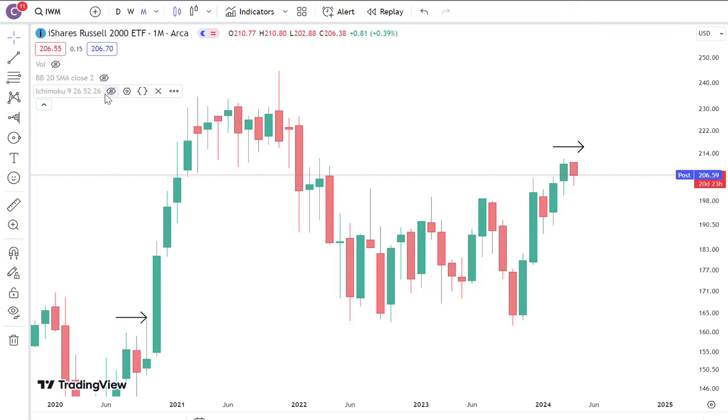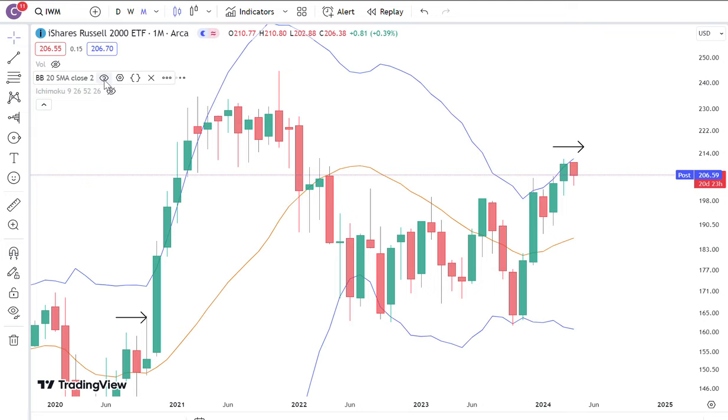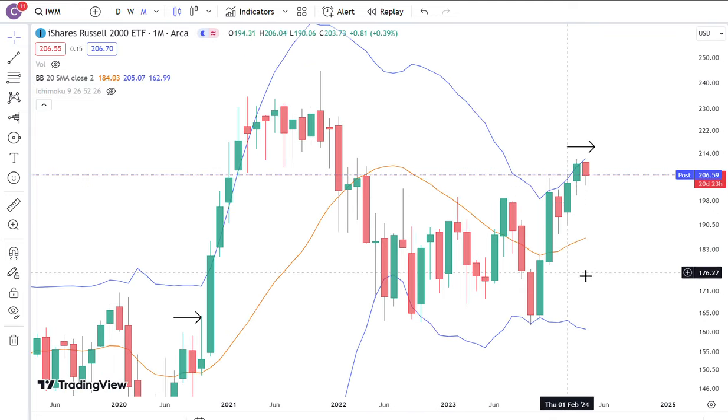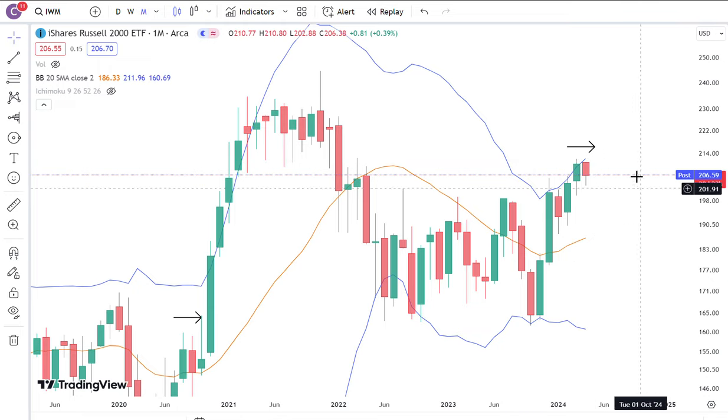The Russell 2000 really does look bullish to me. It looks like we're just at the start of this bull trend. It looks like we're just kind of picking things up, and the trend over the last couple of months seems to be going very, very strong. We probably look like we're just at the beginning of this bull market over here.